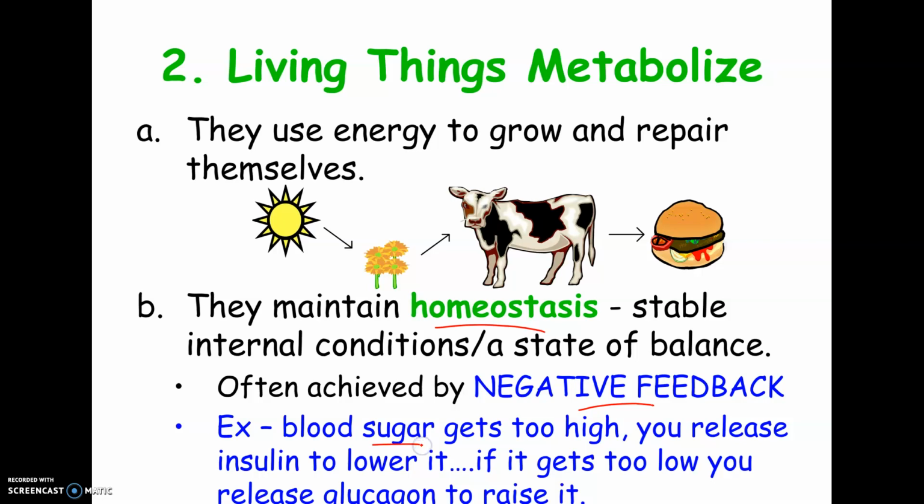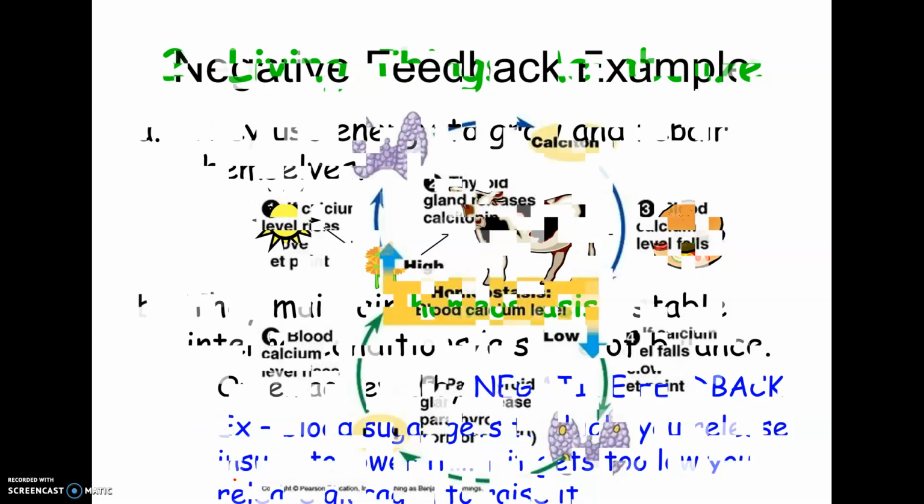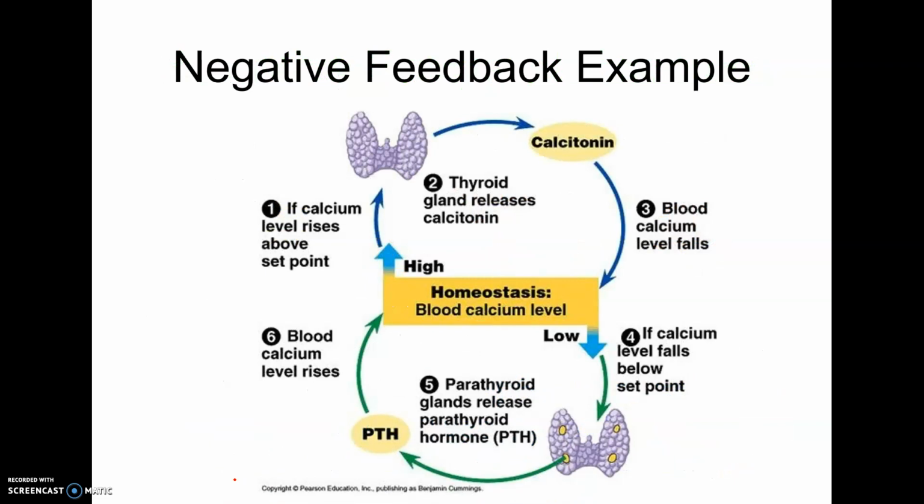Your blood sugar, if it gets too high, you release a hormone, insulin, to lower it down. If it gets too low, you release glucagon, which raises it back up. So you maintain your blood sugar. This is another picture of another example of this. You do not have to know these specific examples per se.